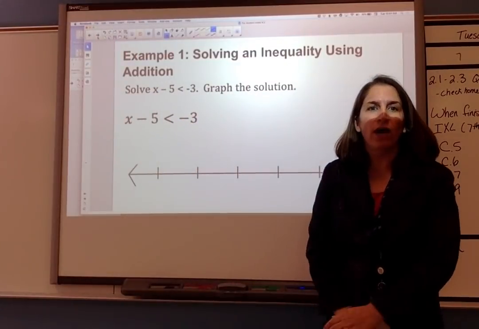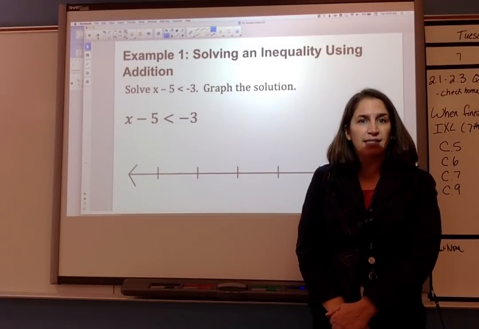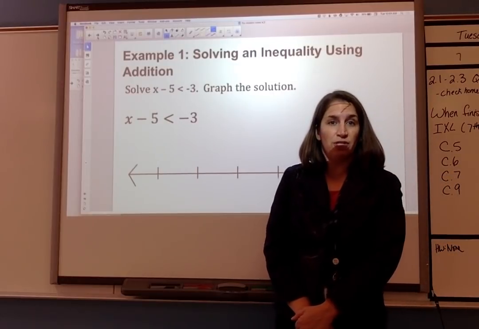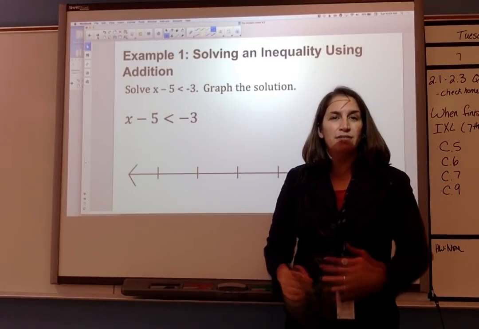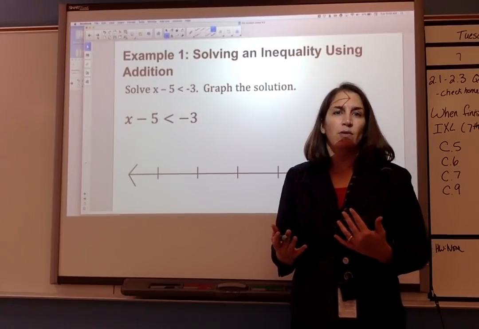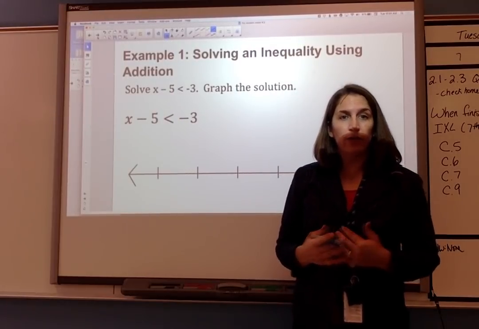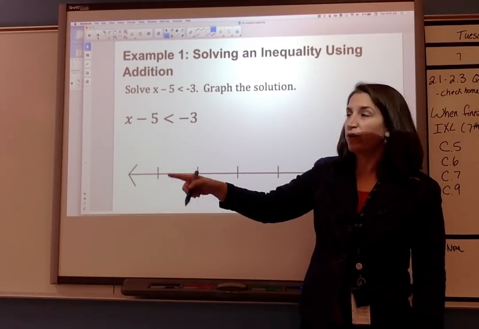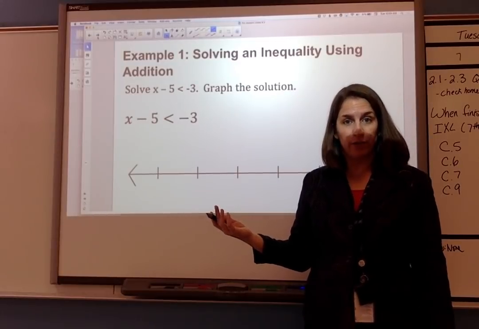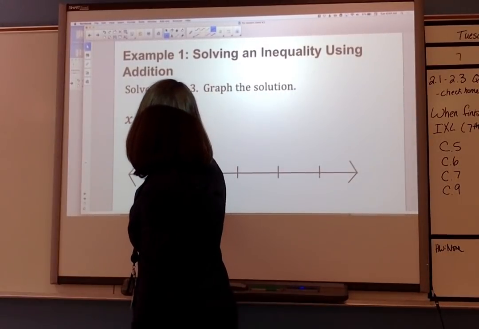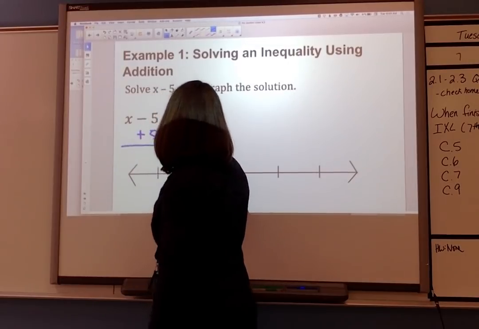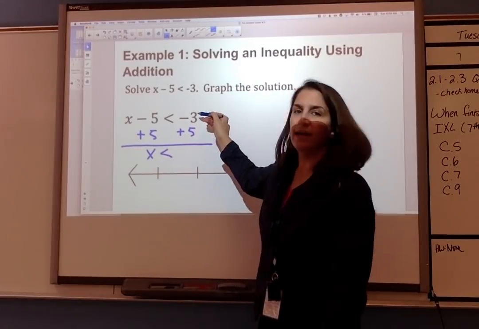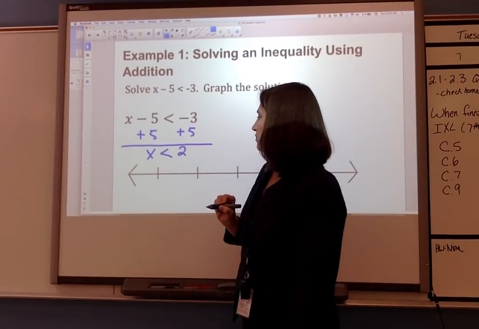Here we have this inequality, x minus 5 is less than negative 3. To solve this, we want to get x by itself, just like we did for equations, but now instead of saying what x is equal to, we'll either say what x is less than, or what x is greater than, or maybe less than or equal to, or greater than or equal to. So to get x by itself, we have x minus 5, so we need to add 5 to both sides. So our new inequality will be x is less than negative 3 plus 5, which is positive 2.